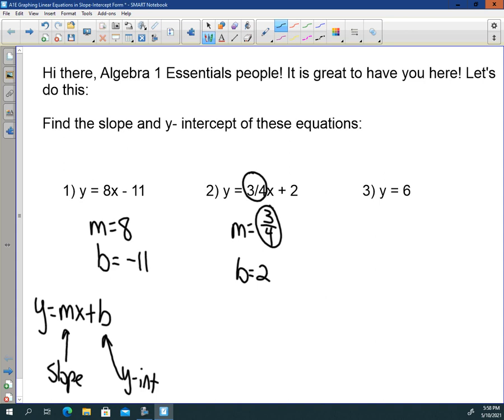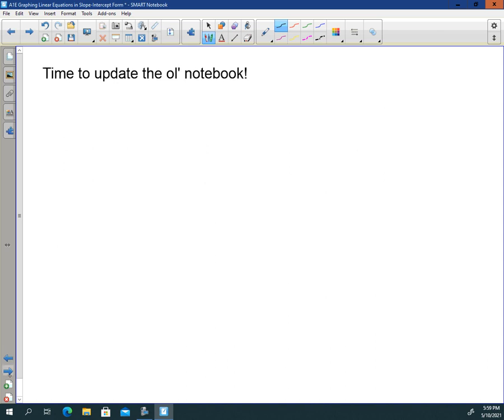And then in this one, we know that the slope is 0 because the slope is always 0 on a horizontal line, and the y-intercept is 6. That's where it crosses the y-axis. Okay, so this is what's going to help us actually finally graph these lines in slope-intercept form. But before we get there, it's time to update that old notebook, get yourself some questions, some summaries, and a new note page, and then come on back when you're ready.